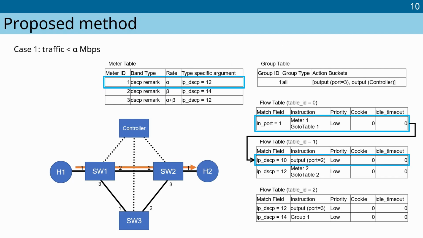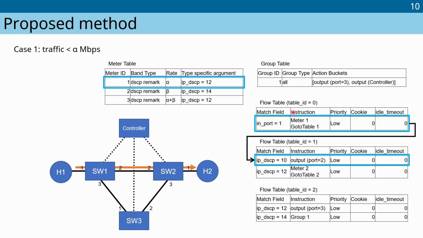From here, I'll explain how the controller operates the flow tables, meta table, and group table in switch 1 in the proposed method. Initially, the controller sets them up like this and sets all the link rates to the low rate. When H1 sends a packet to H2 via port 1 of switch 1, the packet matches this entry in flow table 0. Then, meta 1 is applied according to the instruction.